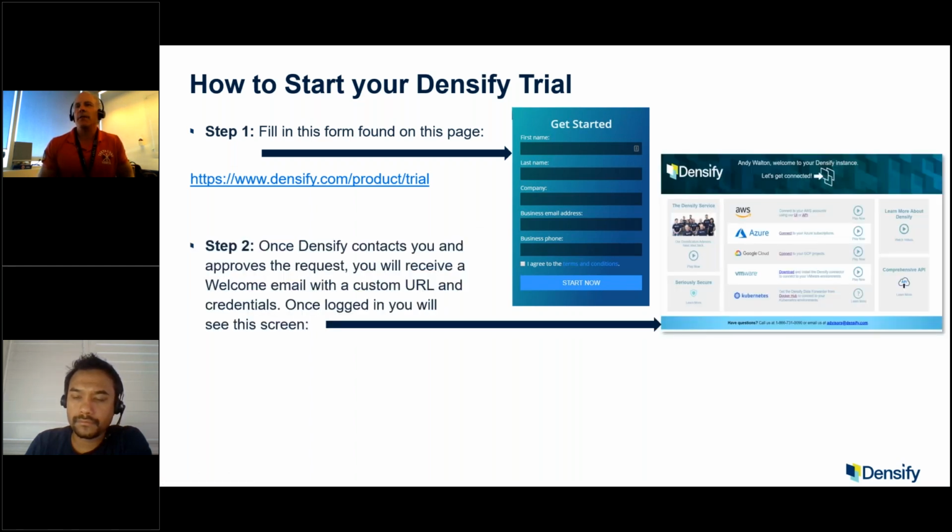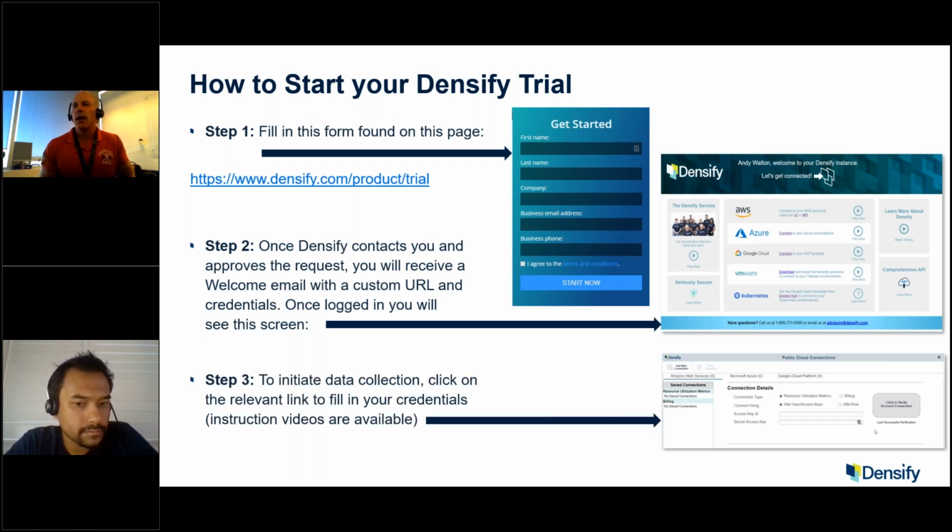Essentially, it is a very pain-free process where we send you a welcome email, you have a custom URL running in the cloud, your own dedicated instance, you log in, you provide your credentials, start up the data collection. It typically only takes minutes to get started. And then we get a view very quickly of your AWS, your Azure, your GCP environments to determine exactly what your opportunity looks like. And typically within the day or at least an overnight process, depending on when you start your trial, we have 60 days worth of data to analyze and say, here's what your opportunities look like.